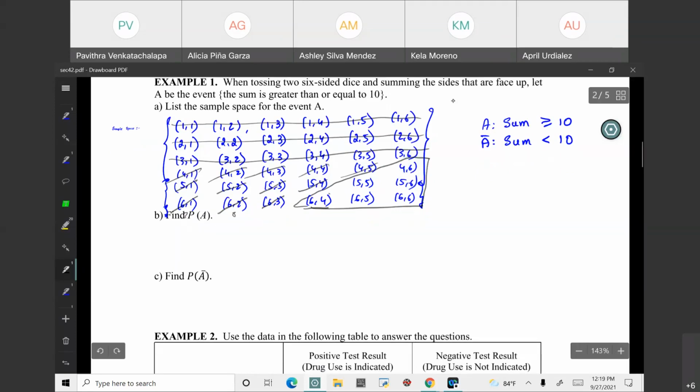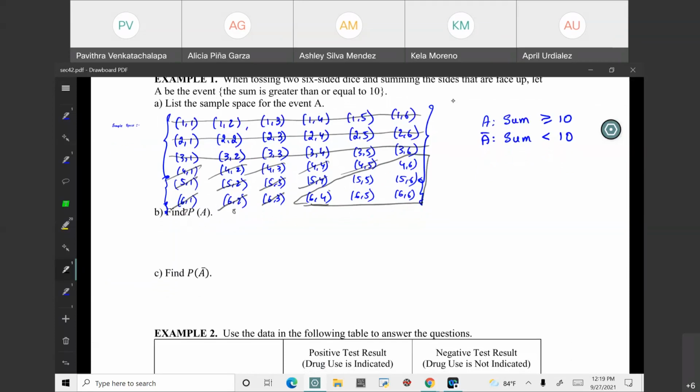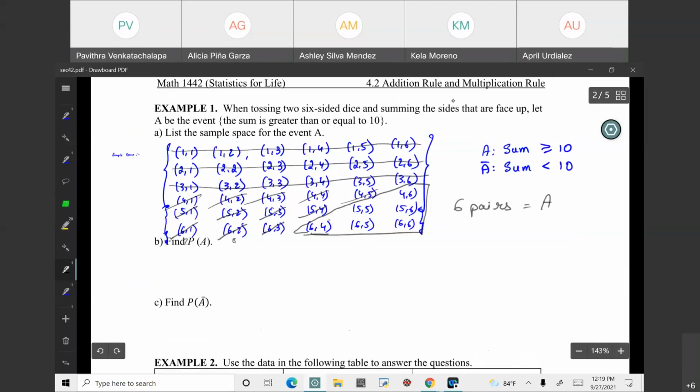So how many pairs do we have? 1, 2, 3, 4, 5, 6. So I have 6 pairs which will obey the event A. Now the remaining numbers are the events which will not occur. I can denote it as A complement, the event does not occur.